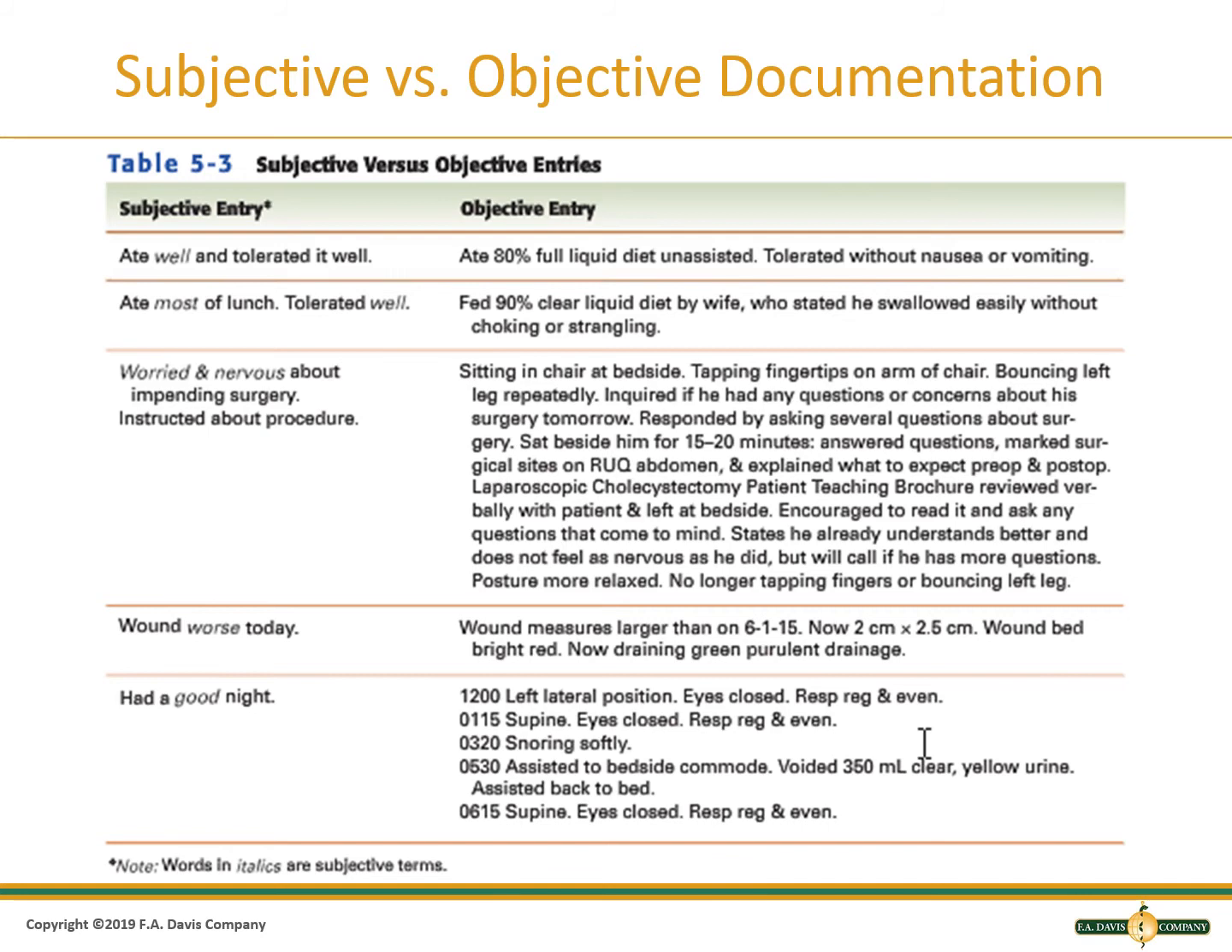You can see that has a whole lot more details than the subjective entry. Look at this example down here. "Had a good night." I actually saw that in the chart once that a night shift nurse wrote, and that's all they wrote. That was their nurse's note that night. They had a good night. That's not an objective entry. You need to get more details than that.